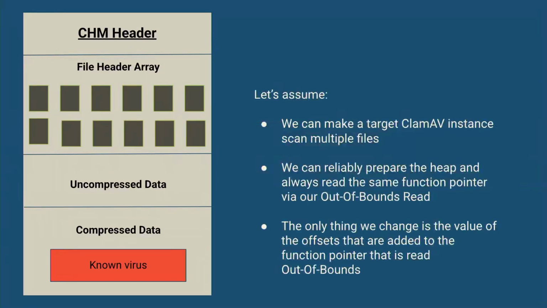So let's assume we can make ClamAV or a remote ClamAV instance scan our files multiple times, or an infinite amount of times. And we assume that we have a very reliable heap groom, or a way to prepare the heap so that the out-of-bounds read always reads the same function pointer in memory. And the only thing we change for each of the scans is the values that are added to the function pointer that is read out of bounds.